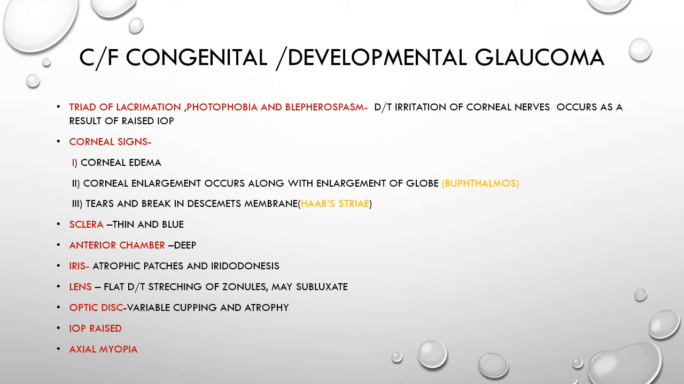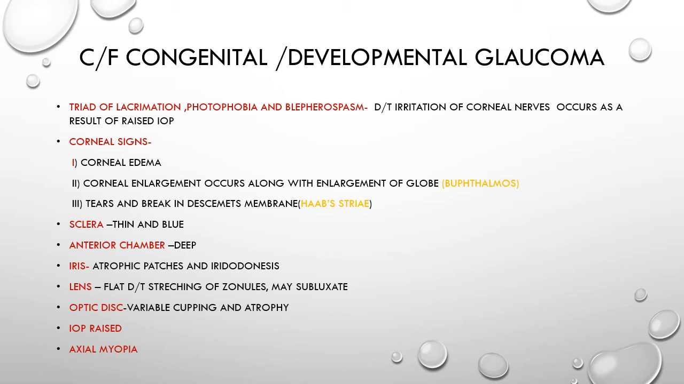That's why we call it buphthalmos, and there are breaks in the Descemet membrane, what we call Haab's striae, and as the sclera is stretched, the underlying choroid is visible. So that's why it looks thin and blue. And in the anterior chamber, obviously the corneal curvature is also increased. That's why the anterior chamber is deep, and because of the pressure, the atrophic patch is also seen, and sometimes there will be iridodonesis also, that is the loosening and dancing iris you can see.